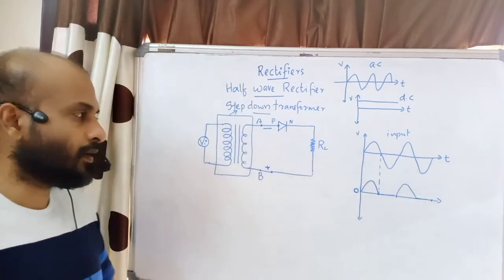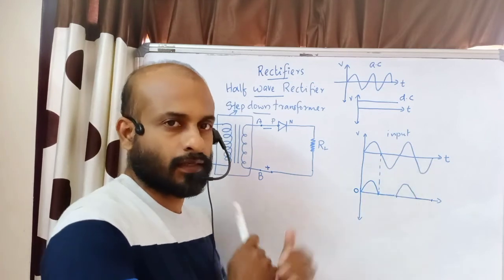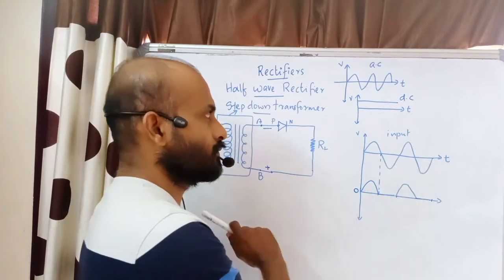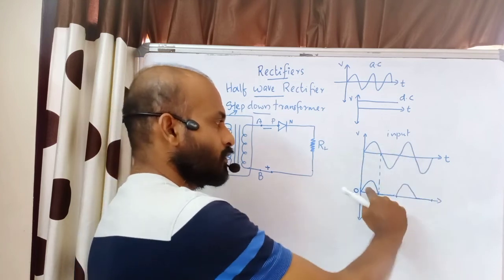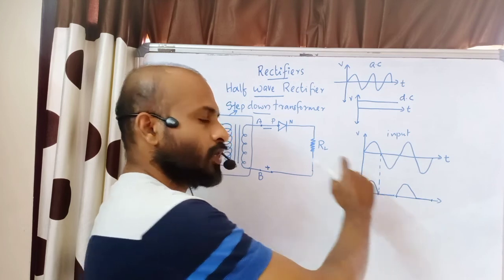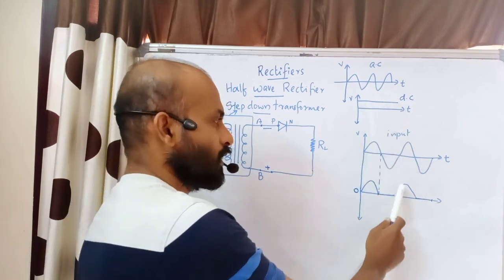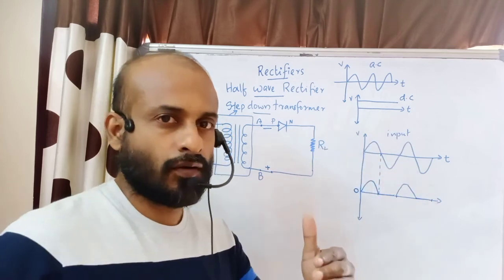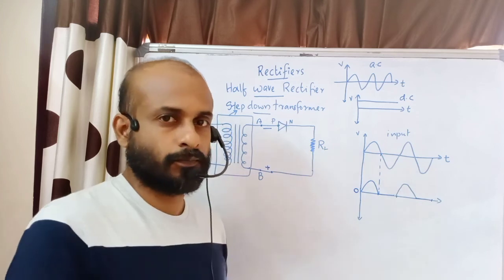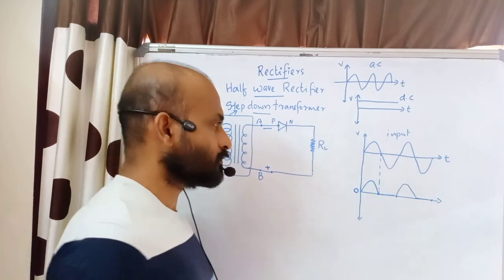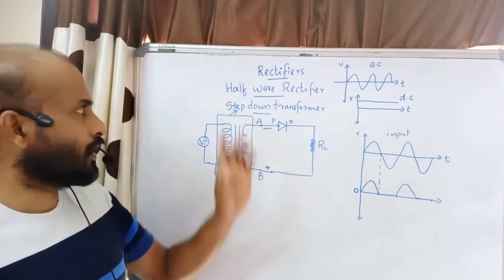Now we have seen that here we don't have a negative peak. The negative peak is completely cut. We only have the positive peak, so the output has direction only in the positive peak. It is in the shape of pulses. We are not getting the actual continuous waveform, but pulses like this, with no current corresponding to negative peaks. This is called a rectified output. So this is called a half wave rectifier.